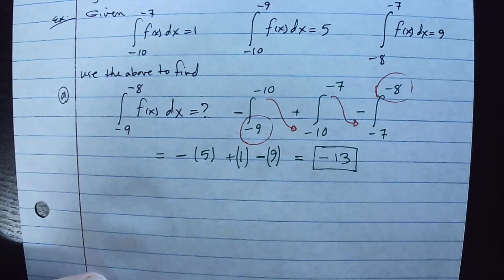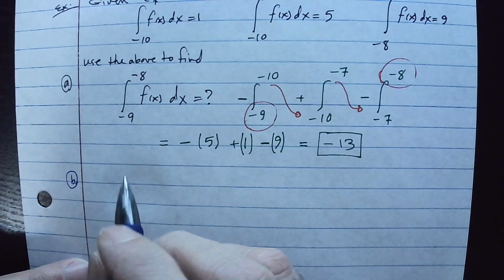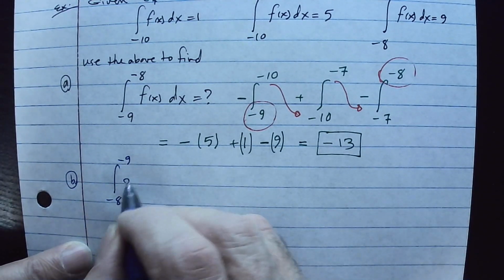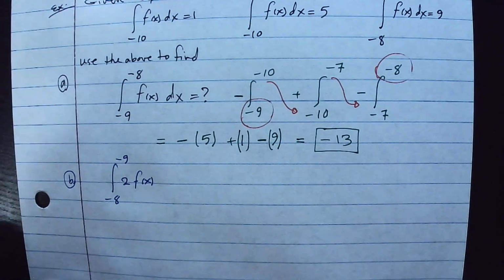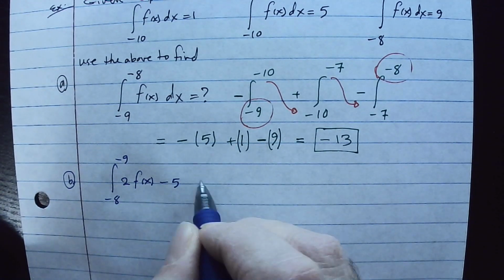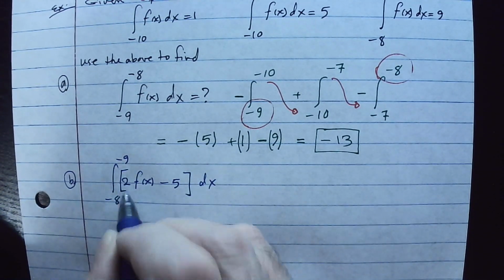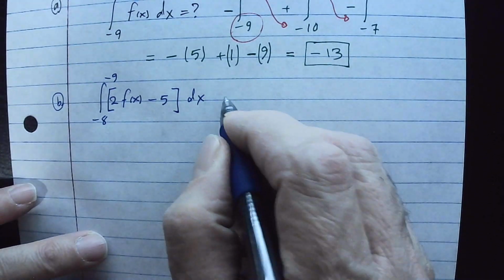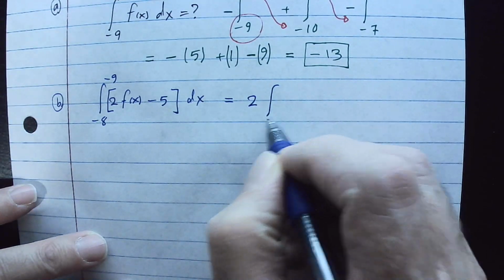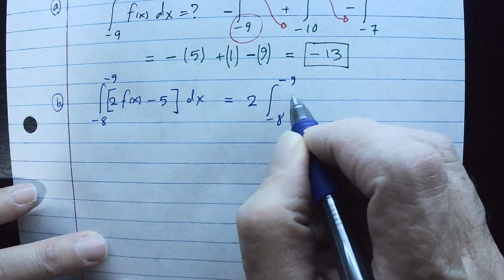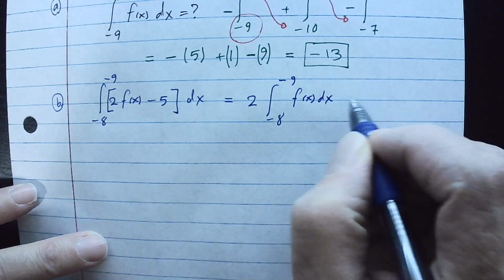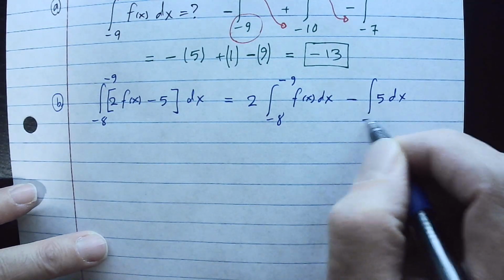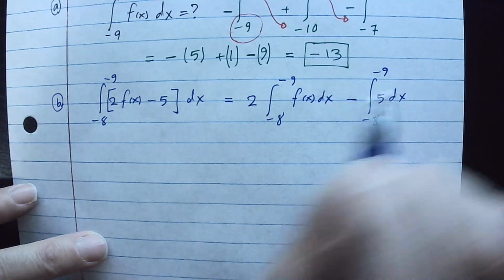Right, now B, we need to find the integral from -8 to -9 of twice f of x minus 5 dx. So we need to take care of these multipliers and the added term. This can be split into 2 times the integral from -8 to -9 of f of x dx, and then minus the integral of 5 dx from -8 to -9.